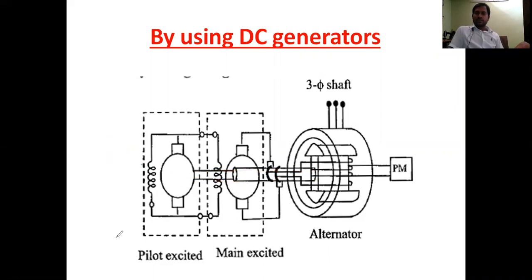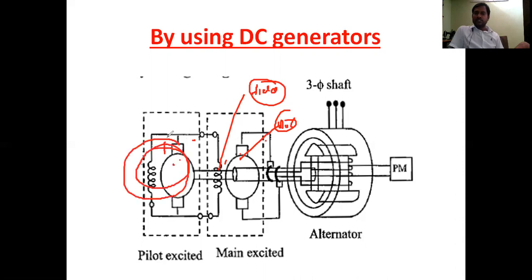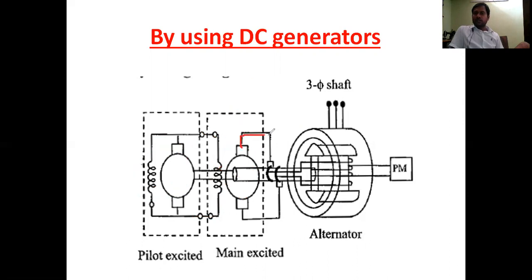Okay, this one is a pilot excitation. This is the field of the DC generator. This is a DC generator actually, and this is also a generator. By using this generator, the field current is the load, and by using this field, this generator is rotating and acts as a generator, and it will give the supply to the alternator field through brushes. The alternator will generate electricity, and it is connected to the brushes.